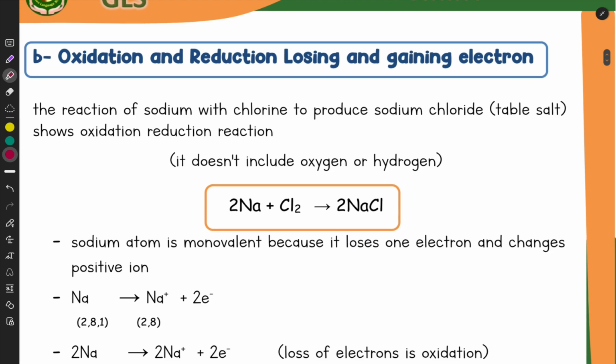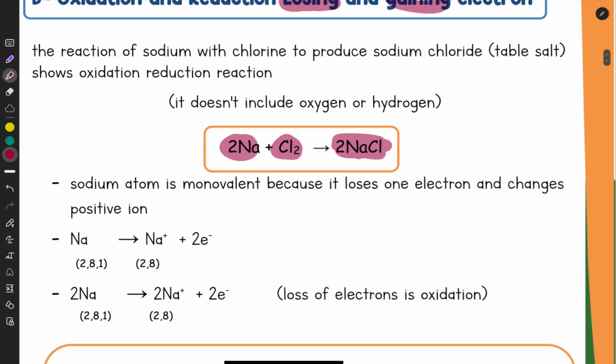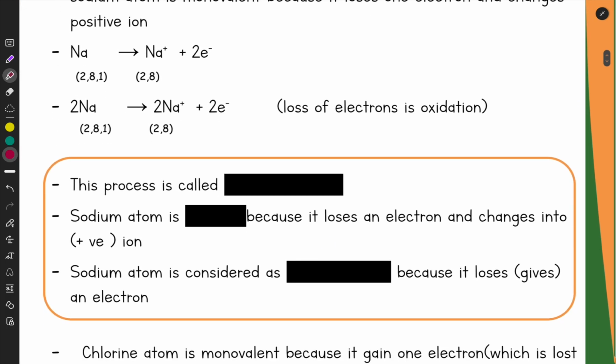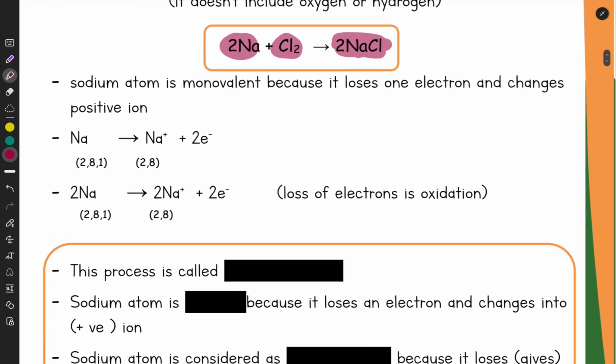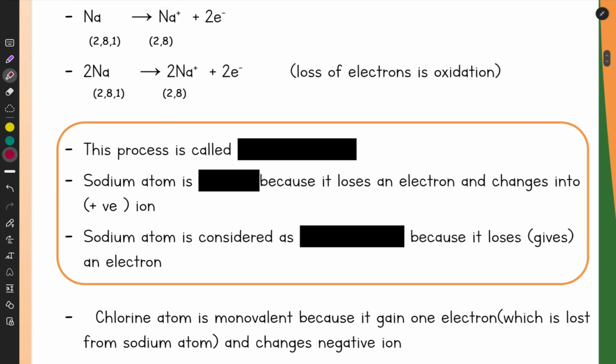Letter B, oxidation and reduction by losing or gaining electrons. Which one loses electrons and which one gains electrons? Let's figure this out. If we have Na, as we said, and Cl, as we said, it will produce NaCl, table salt. The sodium atom is monovalent because it loses one electron and changes to a positive ion. We know this before. And the opposite happens to chlorine. This process is called the losing of electrons.